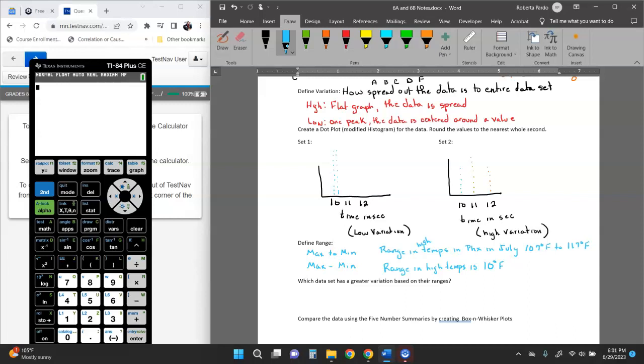So we can either say, for the first one, it's 10 seconds. The second one, we can say it's between 10 and 12 seconds, or 2 seconds. So again, this is giving you high variation, where the fact that we only have one value for the range tells you we have very low variation.